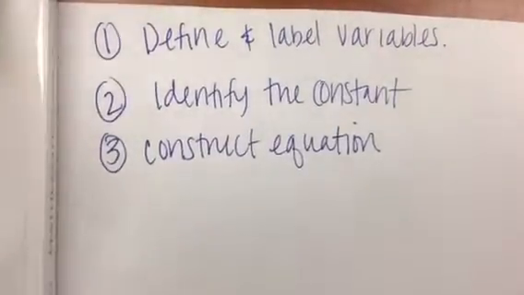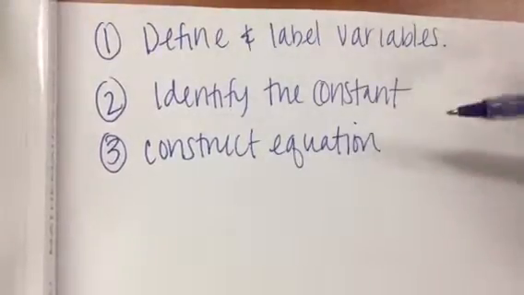So, first, define and label your variables. Then second, identify the constant. The constant's the one that won't change, that's not going to be attached to that variable. And then third, construct the equation. Cool. Let's look at a problem.